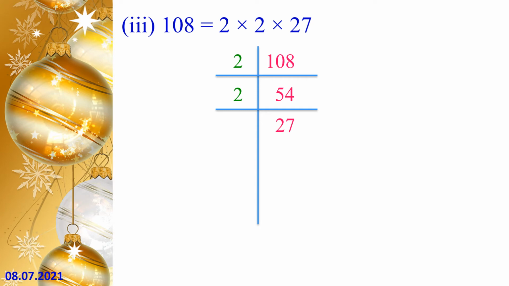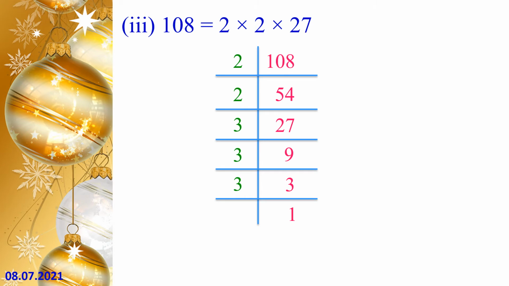So next, 54 divided by 2, we get 27. Now 27 is an odd number and it is divisible by 3 because 2 plus 7 is 9, and 9 is a multiple of 3. So 27 divided by 3, we get 9. Next, 9 is divisible by 3. So 9 divided by 3, we get 3. Next, 3 is divisible by 3. Therefore, 3 divided by 3, we get 1. That is the quotient is 1.